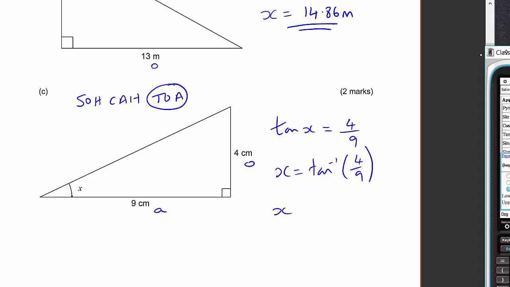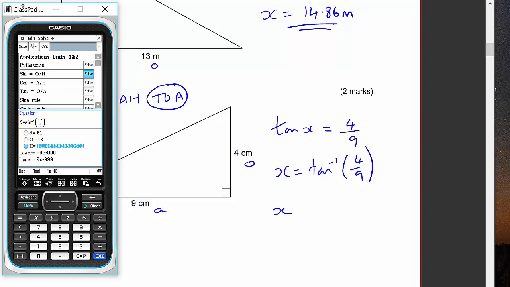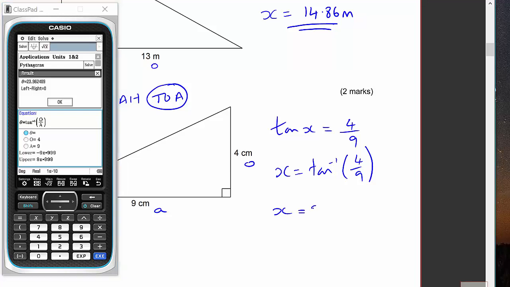And we can use the E-activity. So we want the tangent E-activity, and the angle is what we're actually trying to find. The opposite was 4 and the adjacent was 9, and we'll solve on that, and that's 23.96 degrees.